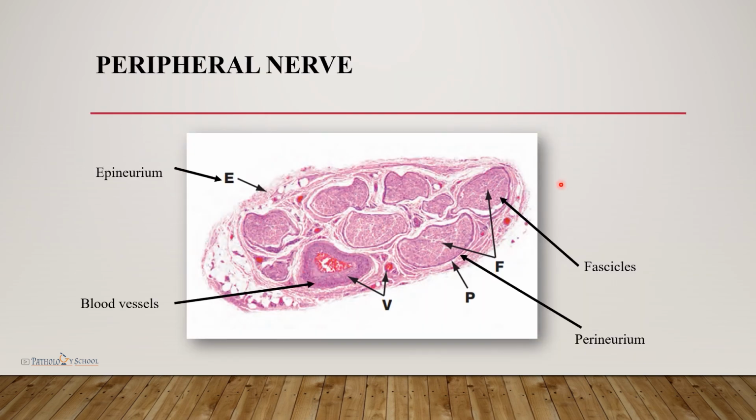So in the transverse section of this histological diagram, we can see the connective tissue which covers the nerve is called epineurium, which sends septa inside the nerve to form the fascicle, which is covered by the perineurium, which is also an extension of the epineurium. In the fascicles, we can see the nerve which is covered by the epineurium. These are the blood vessels.